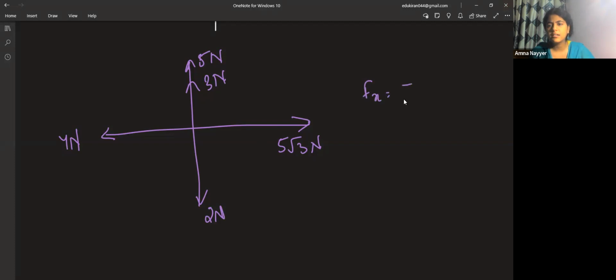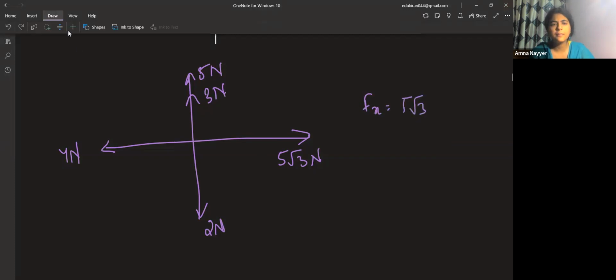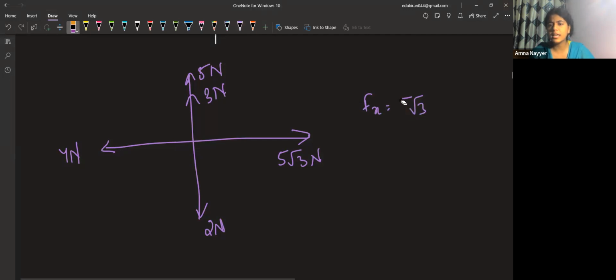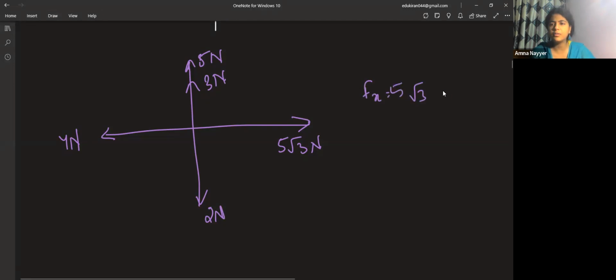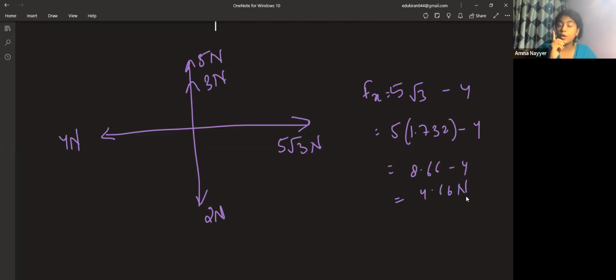Subtract both of these. 5 root 3 minus 4, because they are in opposite direction, and this axis is negative. Y1 is negative. That's why we are taking 5 root 3 minus 4. So you can actually put the value. What is the value? 1.732, we take minus 4. So this will be around 8.66 minus 4, which will be around 4.66 Newton. So 4.66 Newton is the net force along the x-axis.